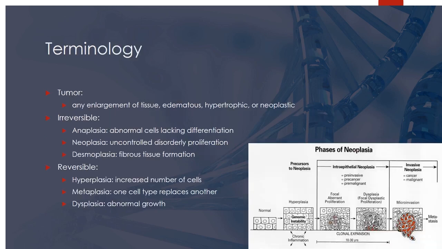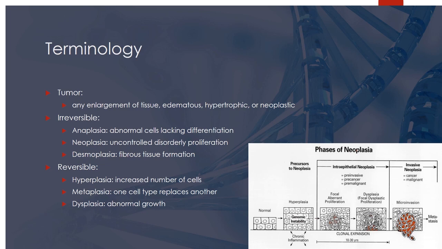So starting with terminology here, we're talking about a tumor generalized as any enlargement of tissue, edematous, hypertrophic, or neoplastic. There's irreversible and there's reversible terminology to be familiar with. Irreversible: anaplasia, neoplasia, desmoplasia. When we're talking about reversible types, there's hyperplasia, metaplasia, dysplasia.